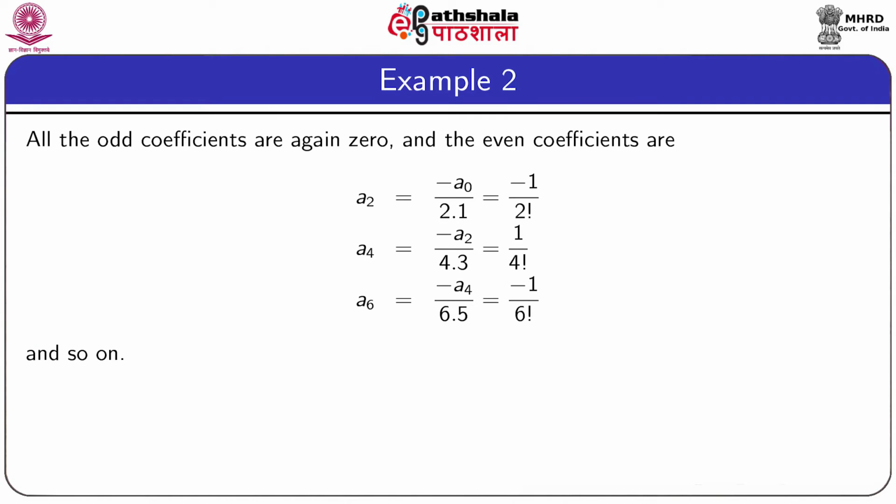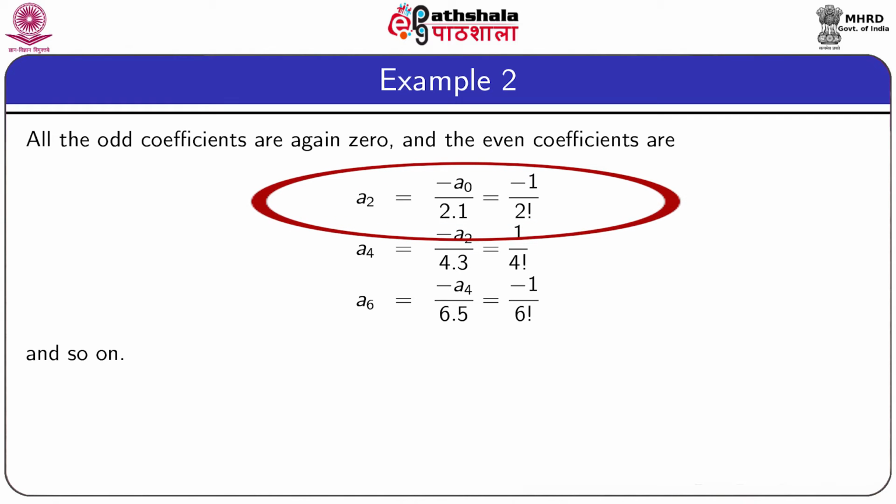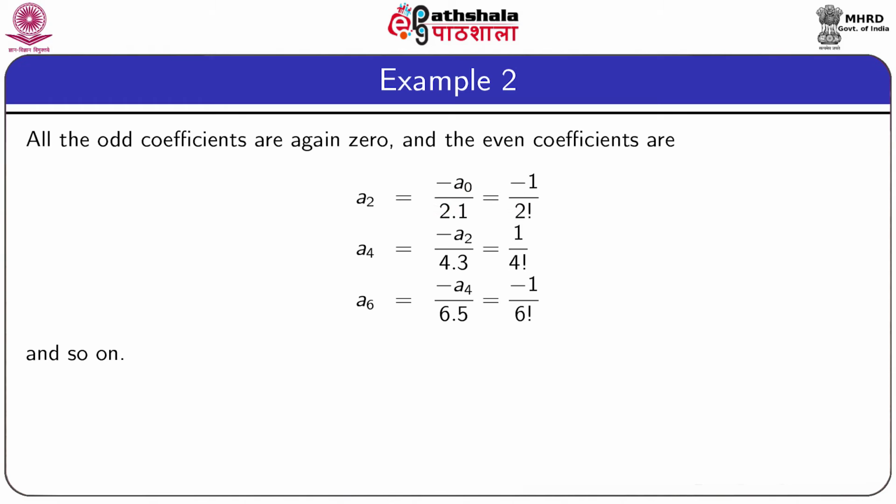We again calculate the odd coefficients, which will be equal to 0, and the even coefficients will be given by a2 equal to minus a0 divided by 2 dot 1, which is equal to minus 1 by 2 factorial. a4 is equal to minus a2 by 4 dot 3, and we substitute the value of a2 from here to obtain 1 by 4 factorial. In a similar way, we can calculate a6 equal to minus 1 by 6 factorial, and so on.